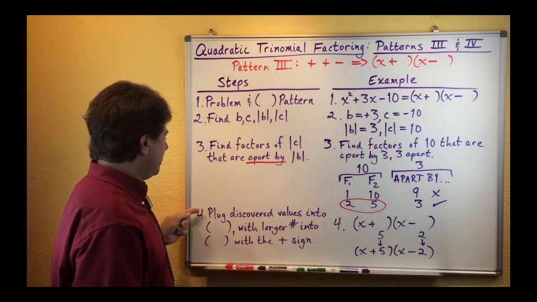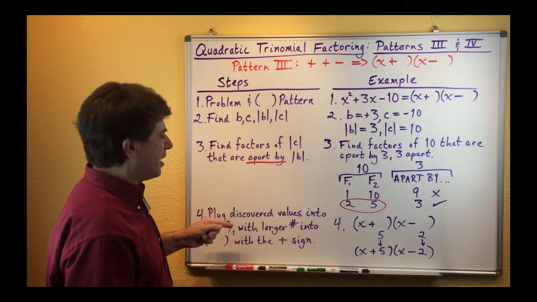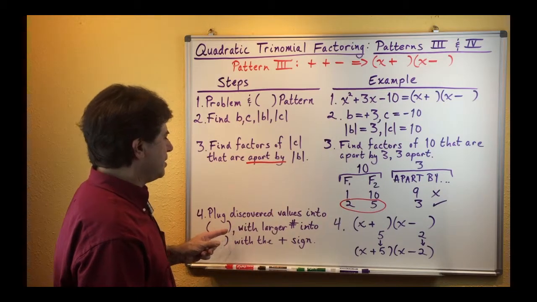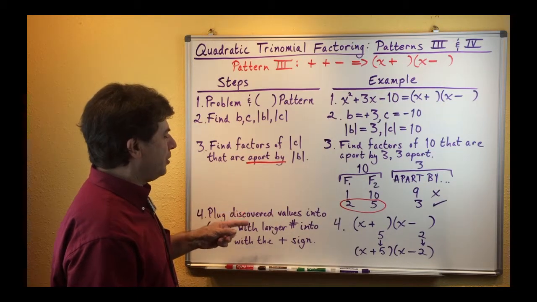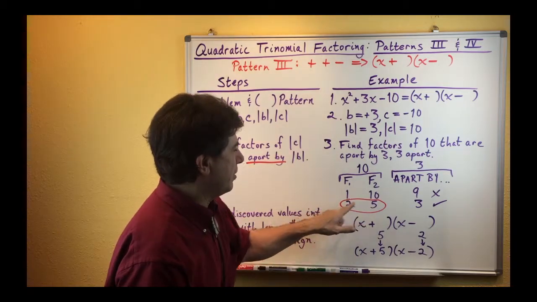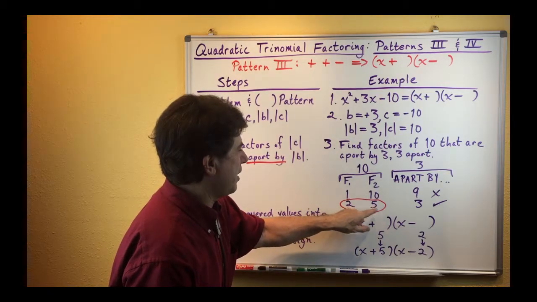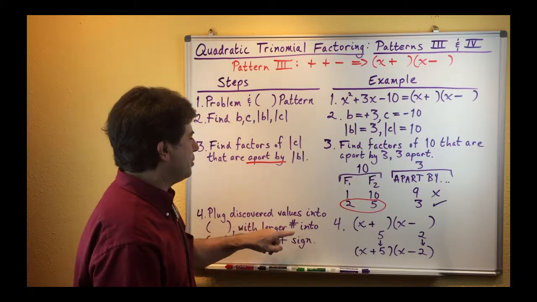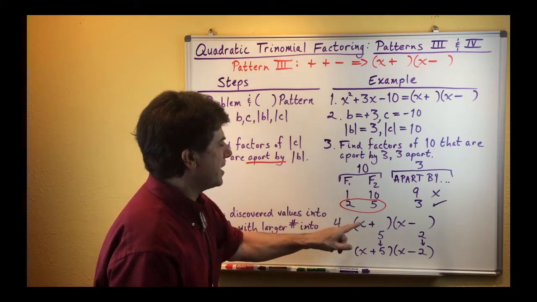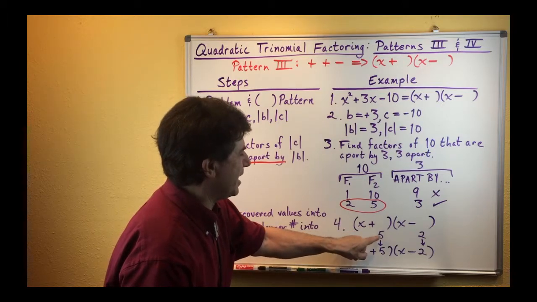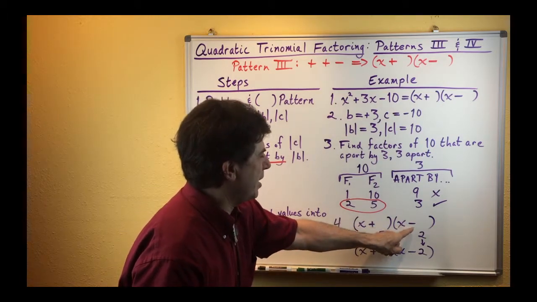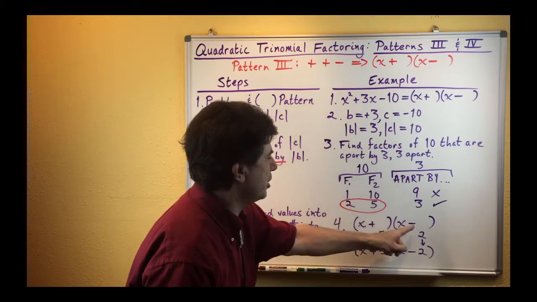That takes us to step 4. We plug the discovered values into the parentheses, and we give the larger of the two numbers we found, that would be the 5, since 5 is larger than 2, to the parentheses that has the plus sign. This parenthesis has the plus sign, so it's going to get the 5. This parenthesis has the minus sign, so it's going to get the smaller number, the 2.